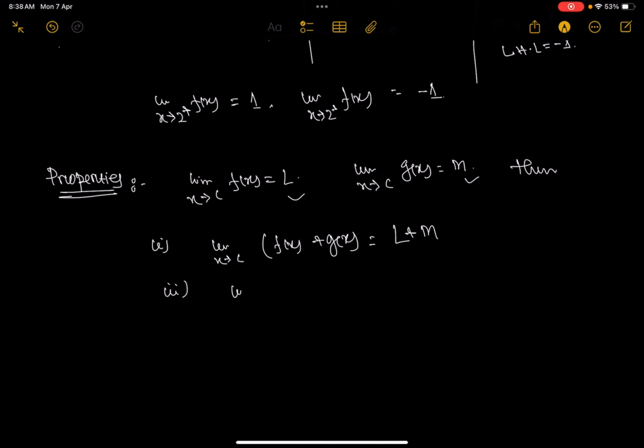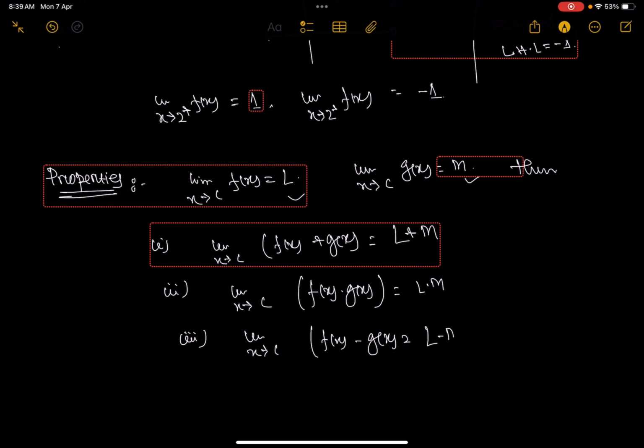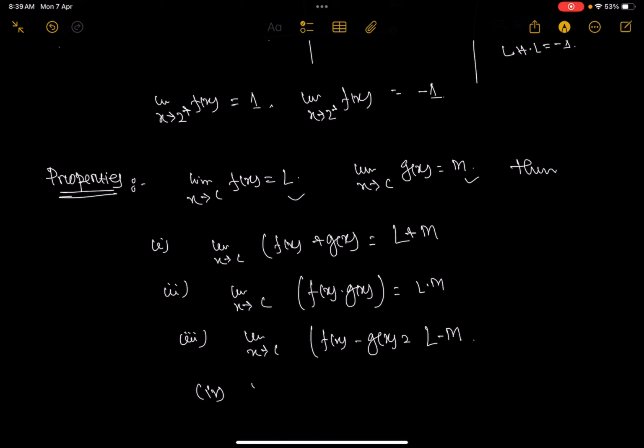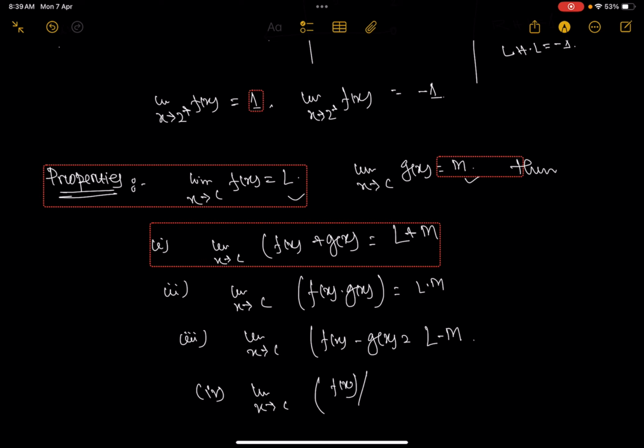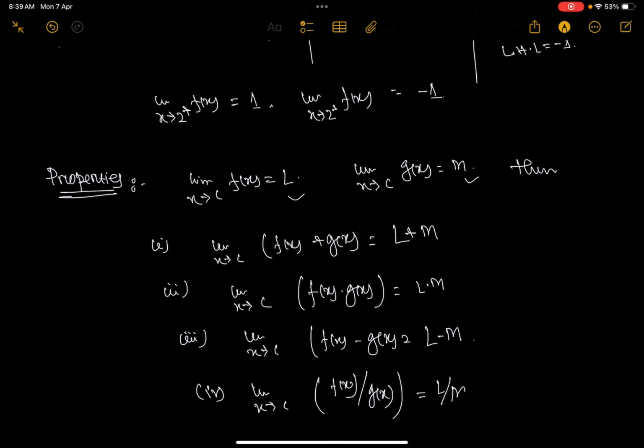Second property, if limit x tends to c, the product of two functions f of x and g of x, it also equals the product. What about the subtraction? Limit x tends to c, f of x minus g of x equals L minus m. Fourth property, limit x tends to c, f of x by g of x equals L by m.